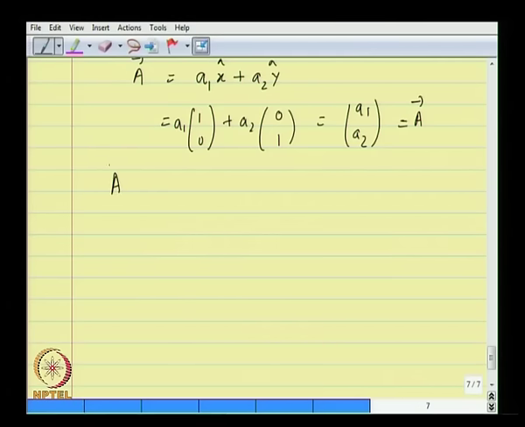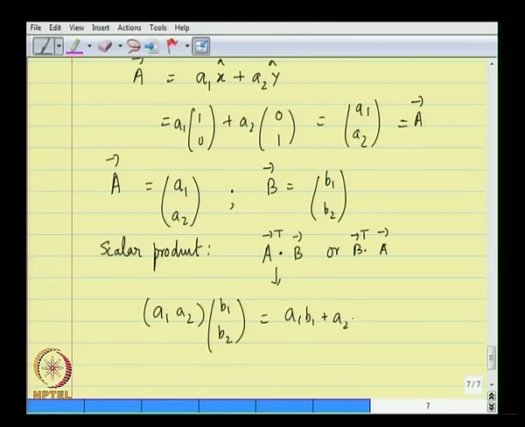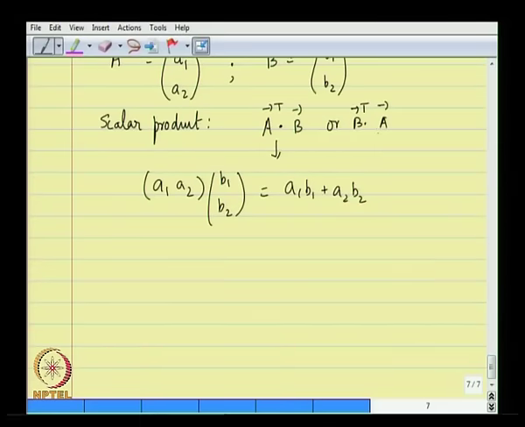If we have two vectors, A, which is A1, A2, and the vector B given by the components B1 and B2, then the scalar product of the two vectors is given either by A transpose dotted with B or with B transpose dotted with A. A transpose dotted with B gives you A1, A2, the row vector, multiplied by the column vector B1, B2 to give you A1 B1 plus A2 B2. And of course, you can see that it is the same thing in this case, because we are assuming these to be scalars or numbers. Therefore, AB is the same as BA.